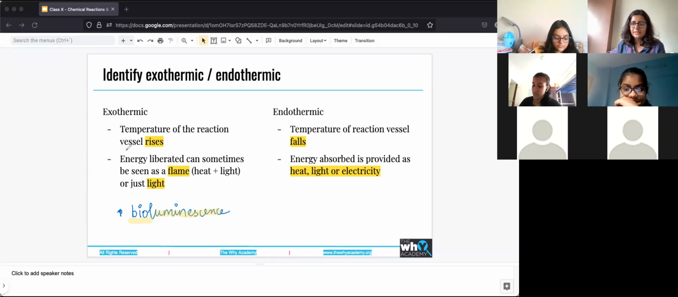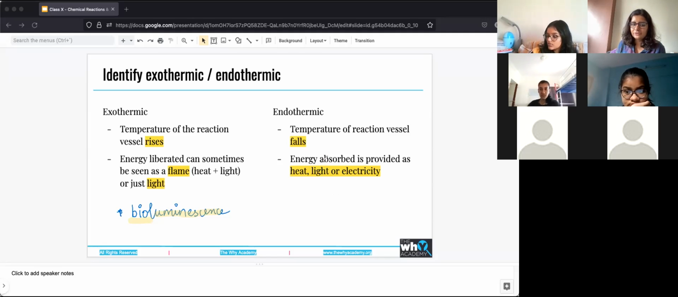Okay. So for endothermic, again, the way you identify it is the temperature falls and energy is absorbed. In an endothermic reaction you can give heat energy by heating the solution. That's how the reaction happens. Like this is what Sujal was talking about, if heat is written on the arrow. Or you can give it as light energy. Photosynthesis was one example. Then we also saw the silver bromide reaction. Exposure to sunlight, then it decomposes into silver metal and bromine gas.